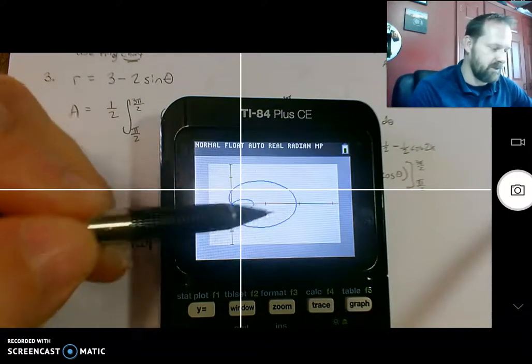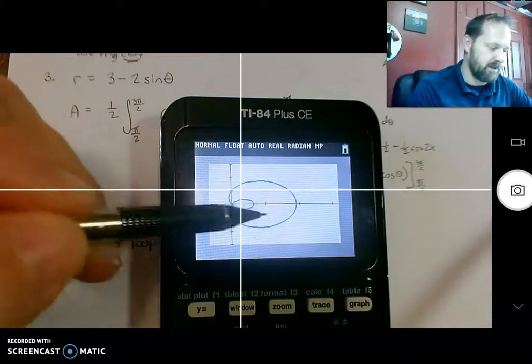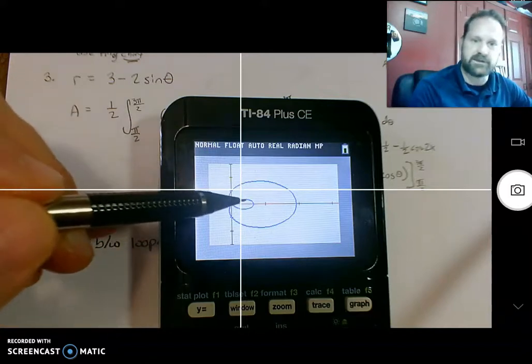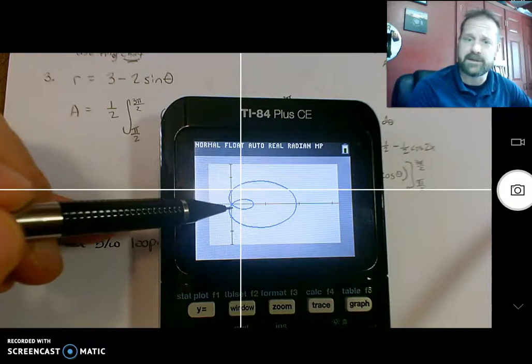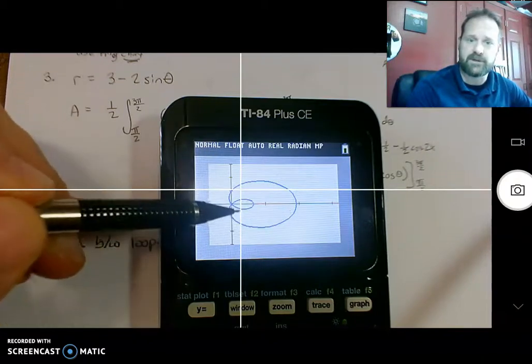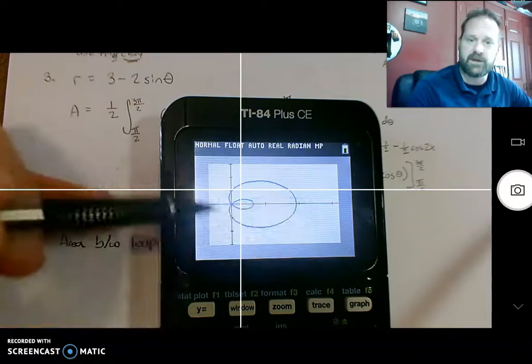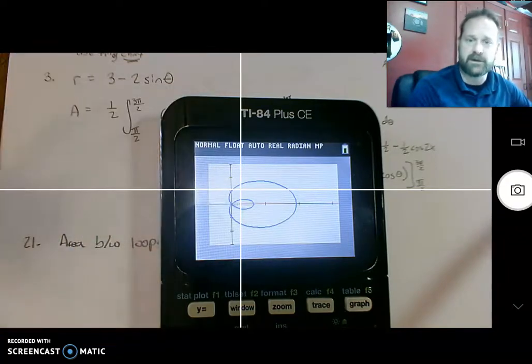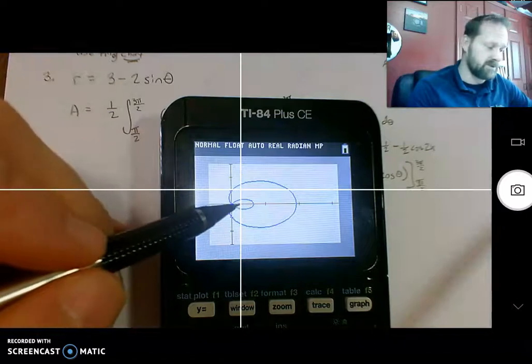So it'd be the outer one, basically the big one minus this little one. This is like a double problem here, because they want us to get the area between the loops, so it'd be the big one minus the little one. Alright, so I'm going to go ahead and start with the little one.